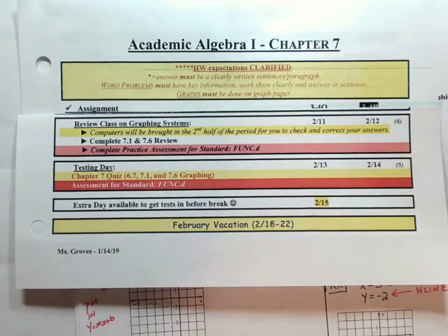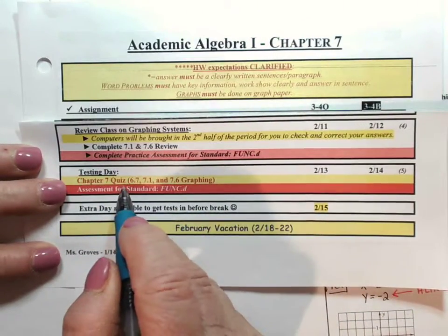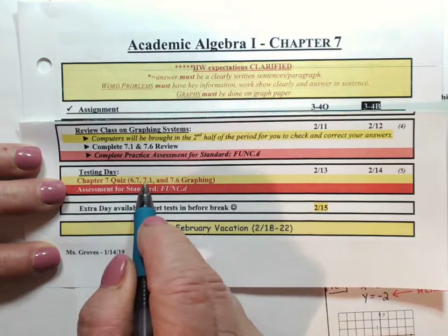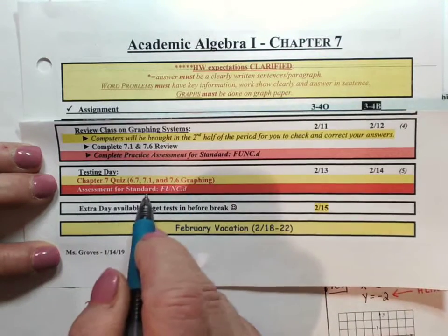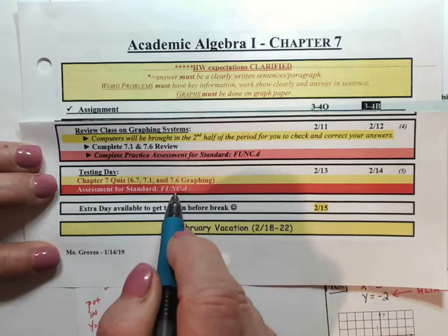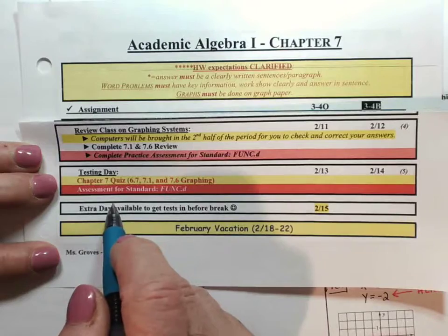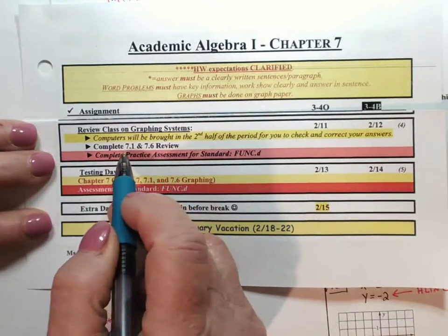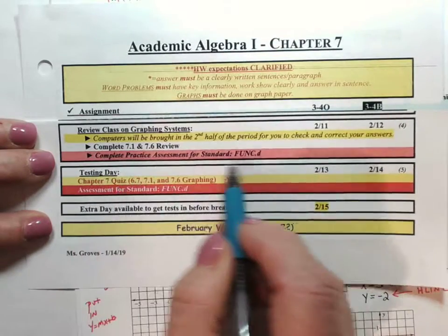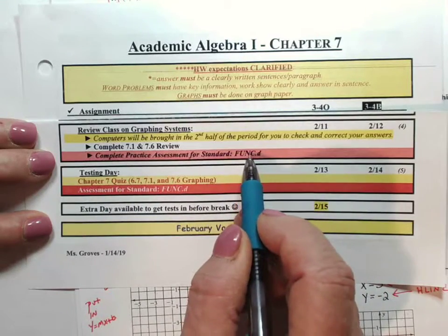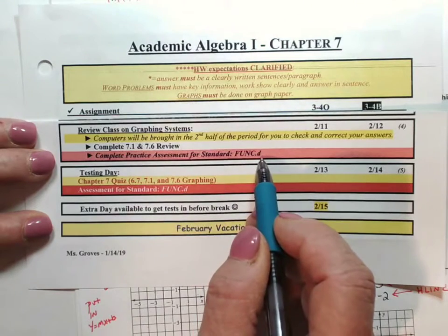Today we're going to be reviewing for your quiz next class that is going to be on sections 6.7, 7.1, and 7.6 graphing. And you will have an assessment next class on the function D standard. I've created two videos. One video is going to be a review for the traditional assessment, and the other video is to have a review of the practice problems for function D so you meet that standard.